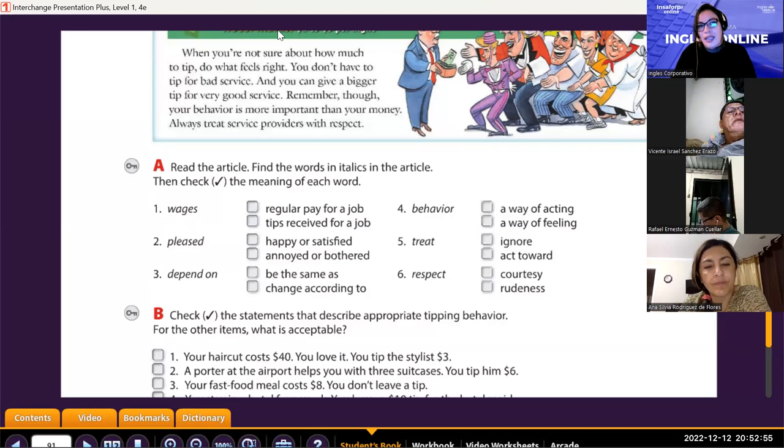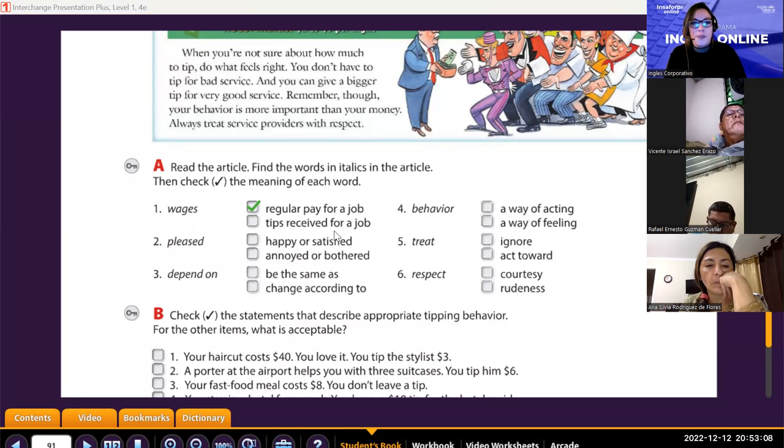Regular pay. So we should check this one. Yes, I think it's regular pay too. We check this one: regular pay for a job. Now, number two, pleased. Happy. Yes. Happy or satisfied. Now, depend on? Change according to. Now, behavior.